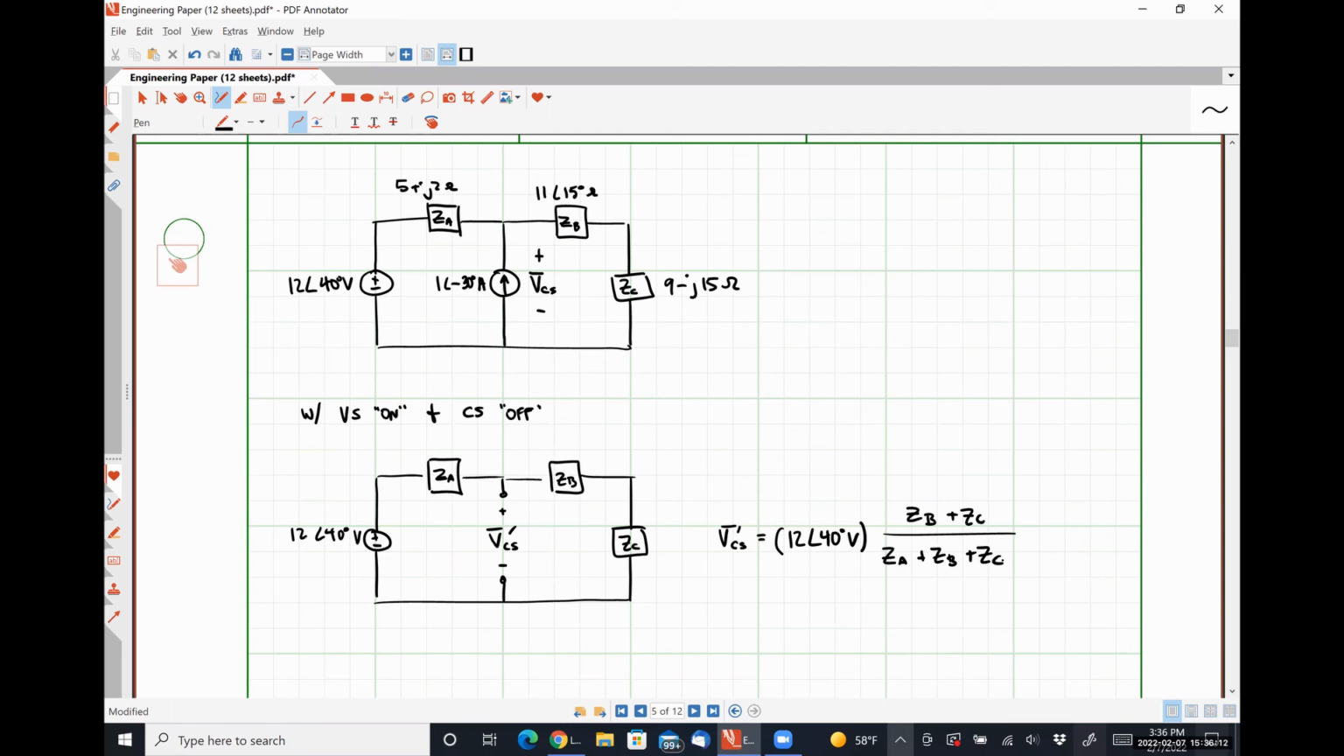So let's take a moment. Throw this in our calculator. By the way, I would highly implore you all to learn how to store things in your calculator. Like I'm going to store impedance ZA as A and impedance ZB as B and impedance ZC as C because I know that I'm going to have to use them over and over and over again.